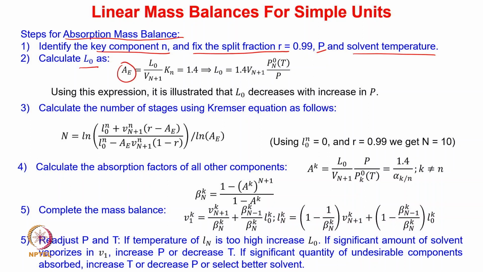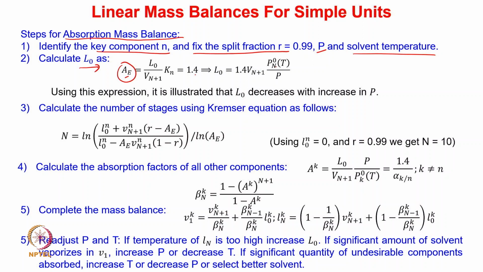So if we use AE, the absorption factor, equal to 1.4, then we can calculate the molar feed rate of the liquid to the absorption unit, L naught. We can directly calculate L naught using this equation. Remember, AE is given as L naught divided by Vn plus 1 into Kn. And this AE is equal to 1.4, so we can rearrange this equation. After rearranging, L naught is given as 1.4 Vn plus 1 into 1 by Kn, isn't it? And 1 by Kn is what?